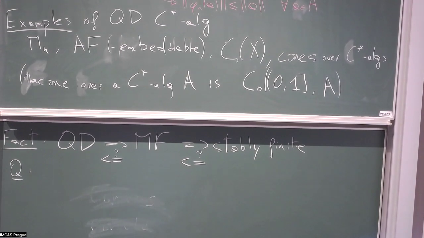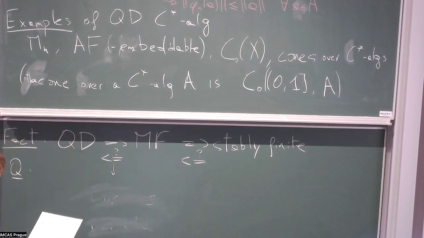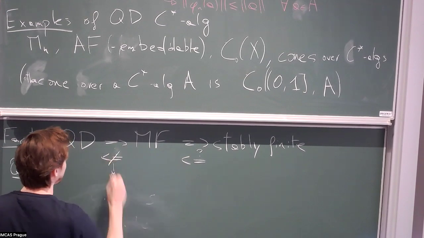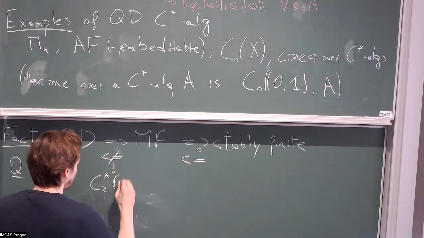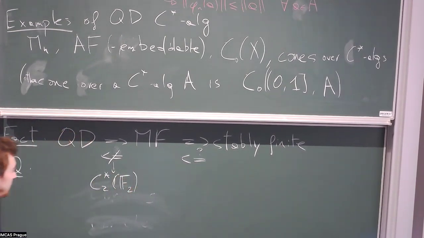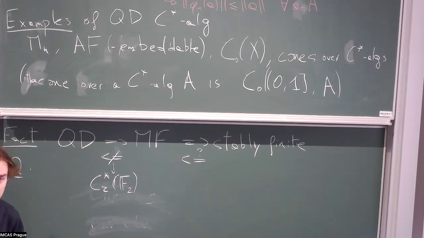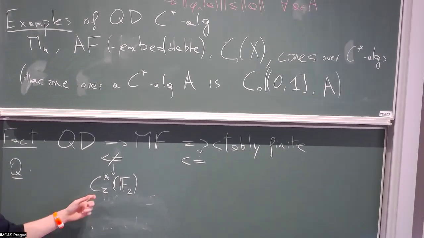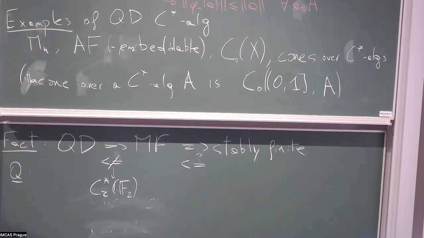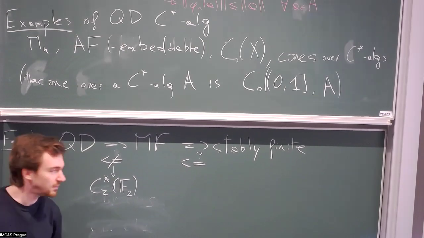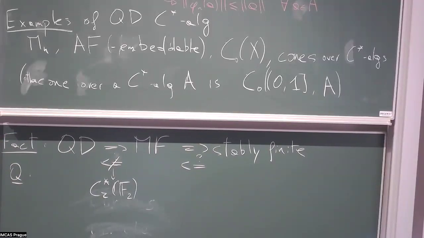Both turn out to be false in general. So this is untrue if you take, for example, the reduced group C-star algebra of the free group with two generators. This will be MF as a result of Haagerup and Thorbjørnsen, but it will not be quasi-diagonal as a consequence of a result by Rosenberg. Right. So this is a counterexample.